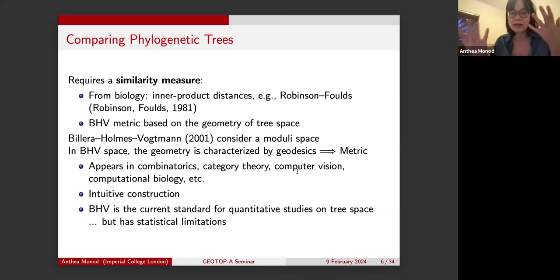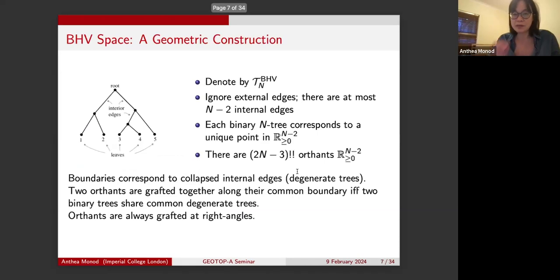After that, you can do the kinds of analyses that I was talking about before, comparing trees, sets of trees, and looking for meaningful statistics. BHV tree space is very widely used, not only in biology, but it also appears in combinatorics, category theory, computer vision, and computational biology. It has a very intuitive construction, and it's known to be the current standard for computational studies in tree space, but it does have some statistical limitations, which I will present later on.